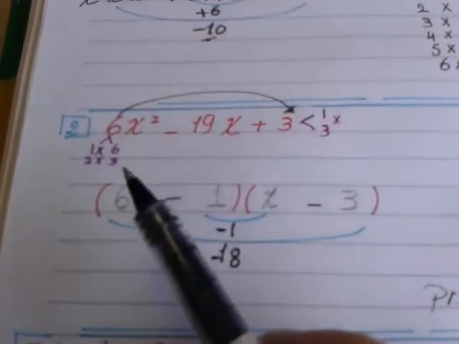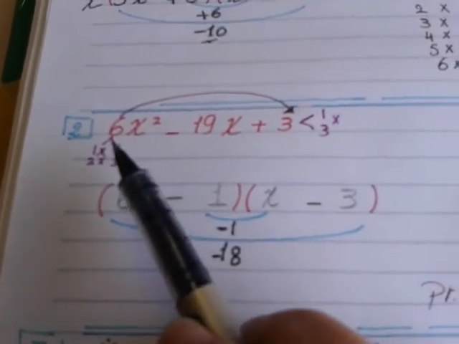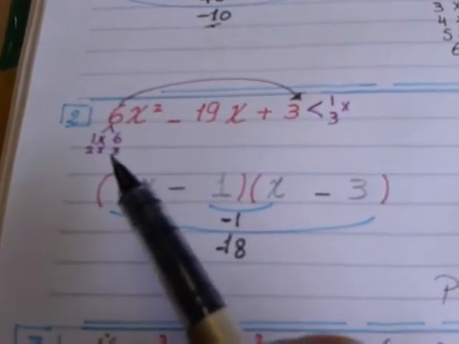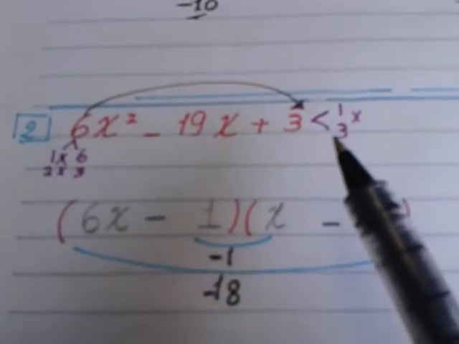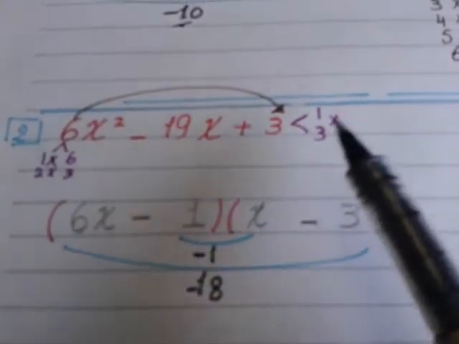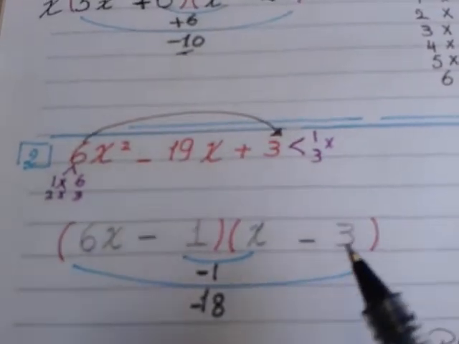The factors of the first term, 6x squared. The factors of 6: 1 by 6, and 2 by 3. This is very clear. The factors of 3: 1 by 3, and only 1 by 3. I don't have any options. First, open the two braces.